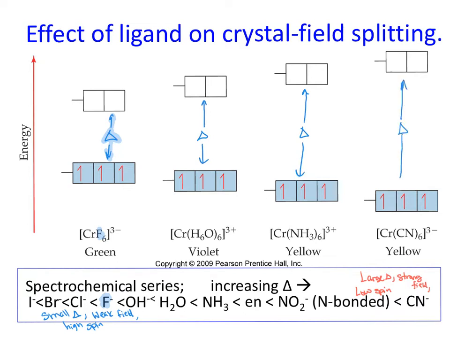And what is causing that is, again, the ligand. So I have fluoro, aqua, which is right here, amine, and cyano. And there's a cutoff that your text gives you, which is right between aqua and amine. So we will call from iodo to aqua our small delta, and from amine to cyano our large delta.